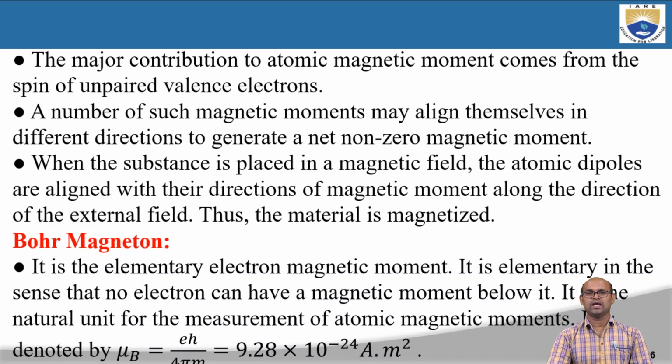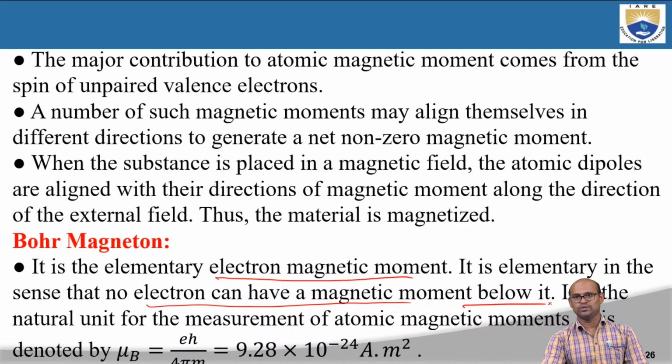It is the elementary electron magnetic moment. Bohr magneton is an elementary electron magnetic moment. It is elementary in the sense that no electron can have a magnetic moment below it. This is the smallest unit of magnetization. So any electron is not going to have a magnetic moment less than the Bohr magneton, right? So it is the natural unit for the measurement of atomic magnetic moment, and it is denoted by mu B.